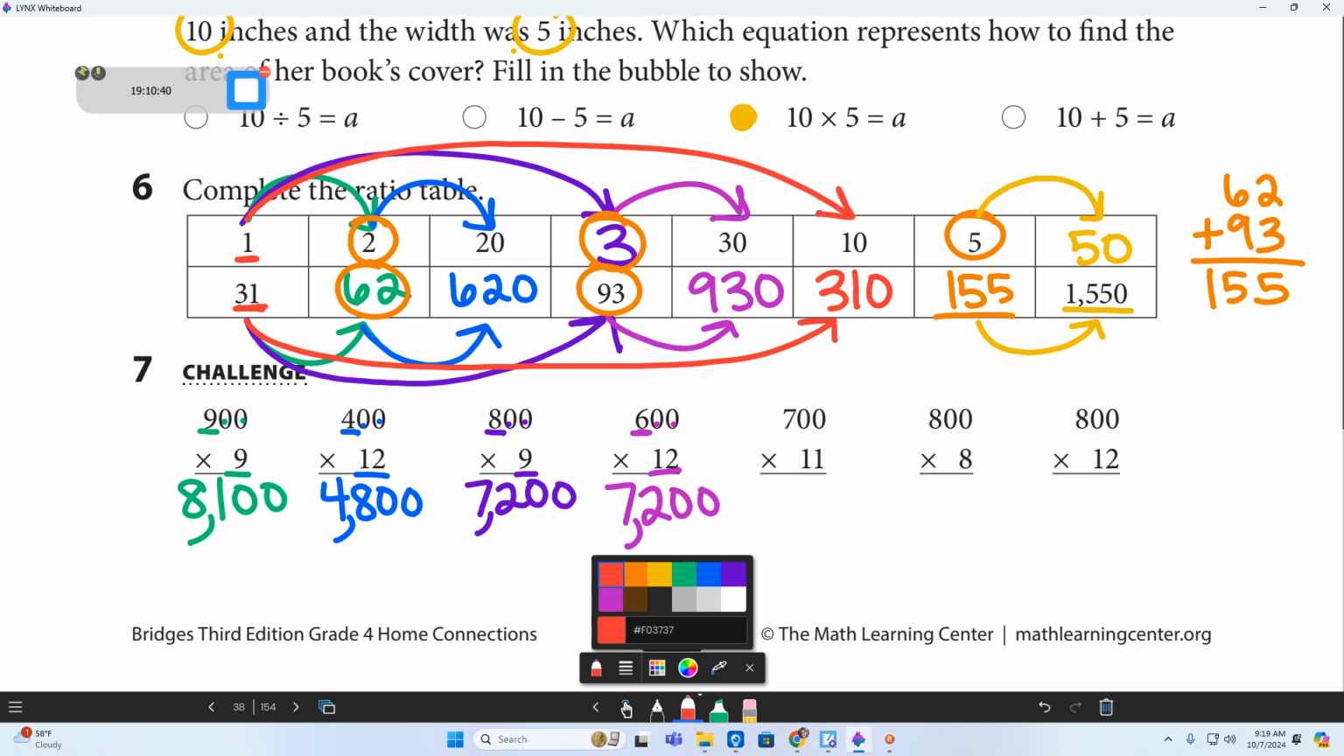7 times 11 is 77. 2 in the problem, 2 in the answer. 1, 2, 3, comma. 8 times 8, will you still need me? Will you still feed me when I'm 64? 2 in the problem, 2 in the answer. 2, 3, comma. And finally, 8 times 12 is 96. 2 in the problem, 2 in the answer.